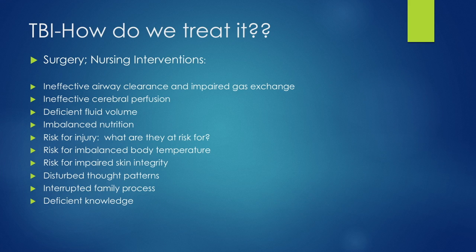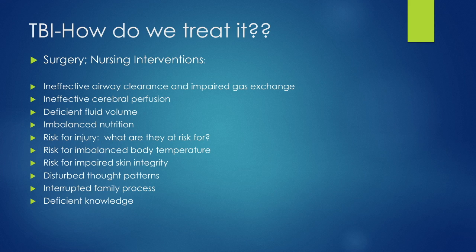So how do we treat it? Okay. Obviously, most of the traumatic brain injuries are going to require some sort of surgery, especially if it's a brain bleed. They're going to want to do those craniotomies to help drain it, but mostly it's going to be a lot of nursing intervention. Okay, so these are all the nursing diagnoses that could be related to traumatic brain injury.